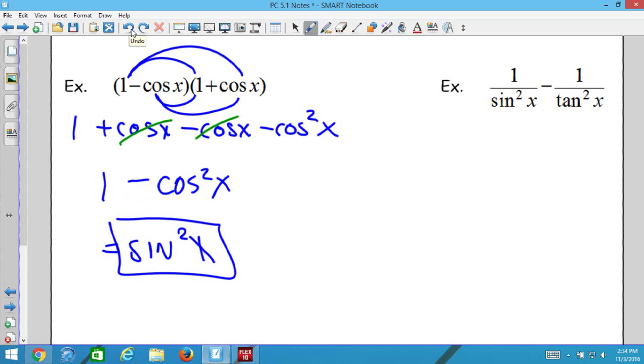Yeah, it's way simpler than the original. We're just simplifying. Sometimes that might be confusing, like how far do I go, when do I stop? You want to just make it as simple as possible. Yeah. I still don't see the 1 minus cosine.